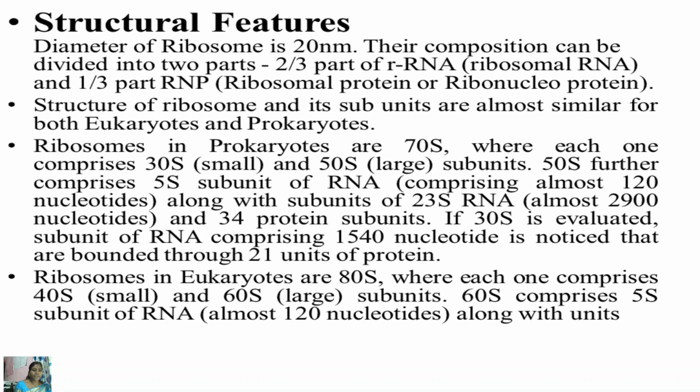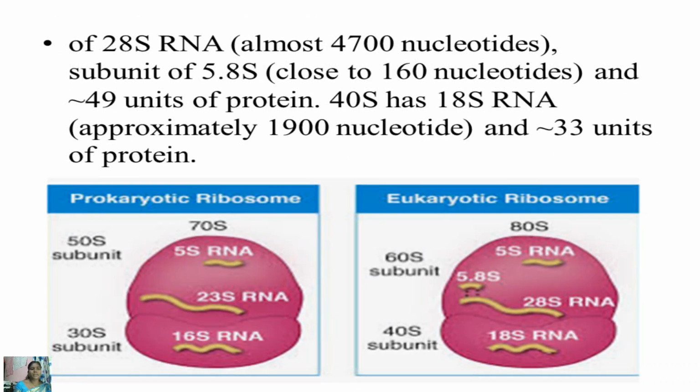Ribosomes in eukaryotes are 80S, where each one comprises a 40S small and a 60S large subunit. The 60S comprises a 5S subunit of RNA, almost 120 nucleotides, along with 28S RNA, which has almost 4700 nucleotides. The 5.8S subunit has close to 160 nucleotides, with approximately 49 units of protein, and the 40S has 18S RNA of approximately 1900 nucleotides and approximately 33 units of protein.